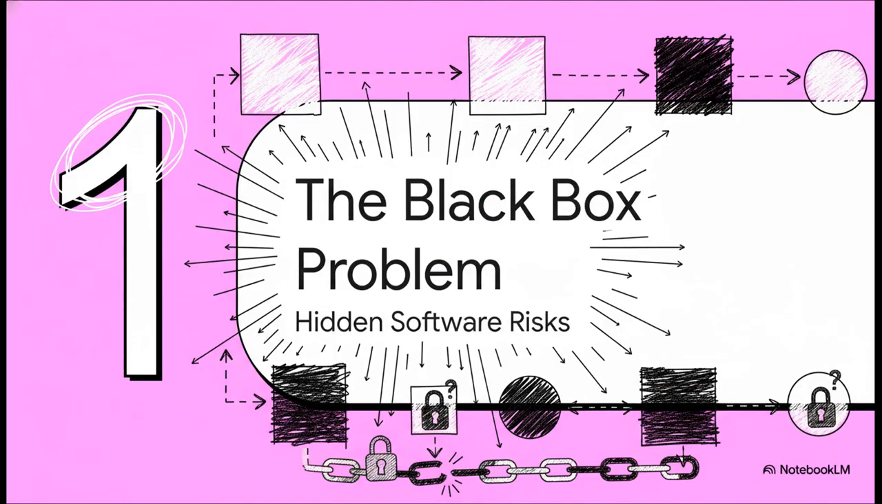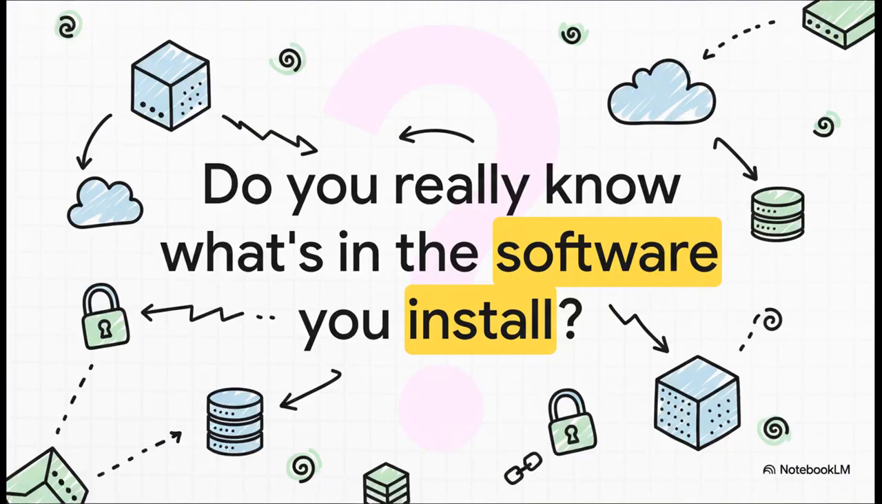Okay, so to really get why that blueprint idea is such a game changer, we first have to talk about the problem it's designed to solve. And that's something I call the black box problem. So let me ask you this. Do you really know what's in the software you're installing? For real? When you type pip install or npm install, you're just grabbing these packages that someone, somewhere, built on a machine you've never seen using tools you can't check. We all do it. It's totally normal, but what are we actually putting our trust in?